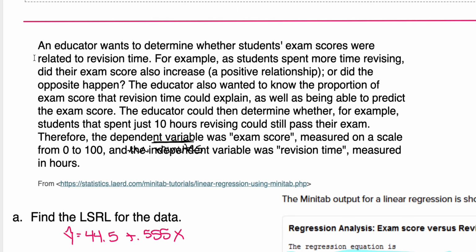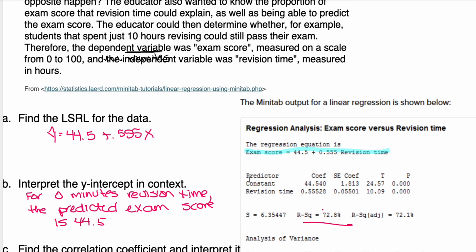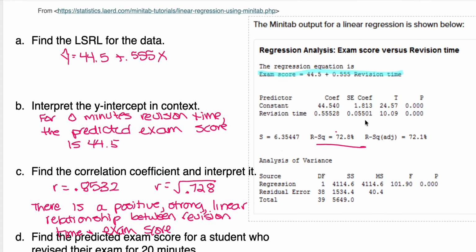The educator could then determine whether, for example, students that spend just 10 hours revising could still pass their exam. Therefore, the dependent variable was exam score, measured on a scale from 0 to 100, and the independent variable was revision time, measured in hours. So here is a scenario I found from this link. It doesn't really matter. What we want to focus on is the computer printout right here.